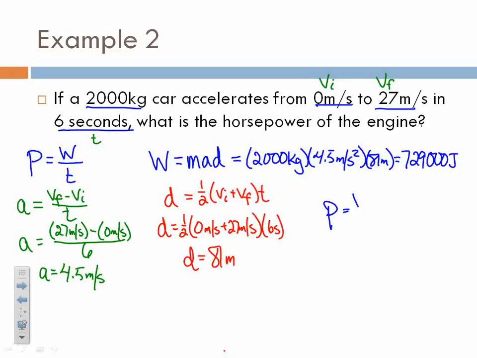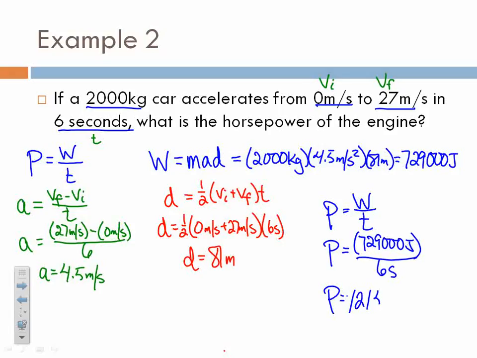Now that I have that, I can go ahead and calculate my power. That's going to be my work over my time. So I take my 729,000 joules, divide that by my time of 6 seconds, and I get my answer for power of 121,500 joules. Sorry, not joules, watts. So you have to be careful. It's joules per second, which ends up being watts. So that's the watts, but we want it in horsepower.